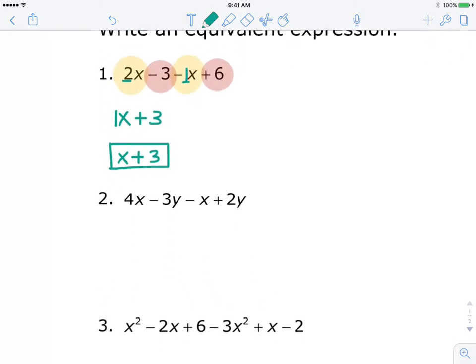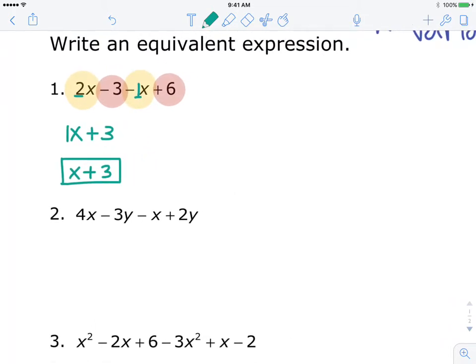All right, let's try another one. All right, this problem has a couple of different things going on here. So when we get something like this, we always try and find those like terms like we just talked about. So this has an x, y, this has an x, and this has a y. All right, I'm going to put my little 1 here again. 4 minus 1 is 3, so 3x.